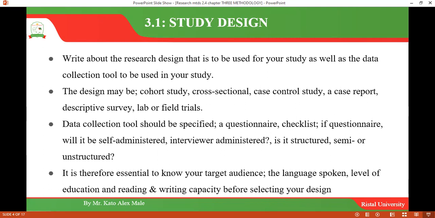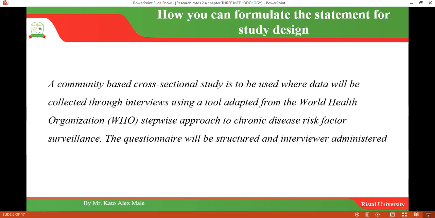It is therefore essential to know your target audience, the language spoken, the level of education, and reading and writing capacity before selecting your design. That's what we consider mostly here. Know the individuals that you're going into to determine the tool and type of tool that you're going to use. Know your study audience to know whether you're going to use a self-administered or an interview-administered tool, and things of that nature.